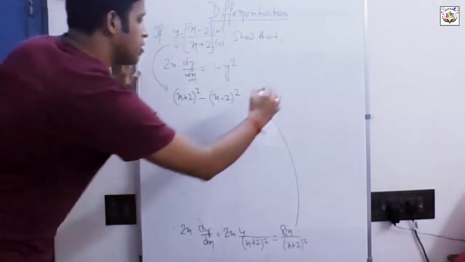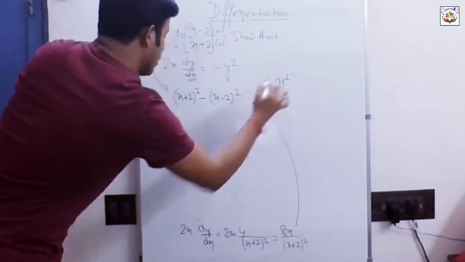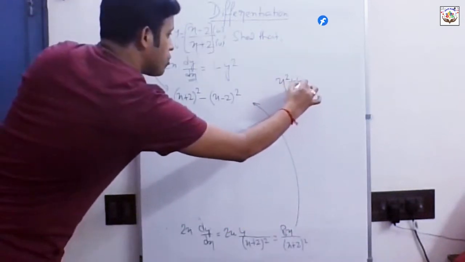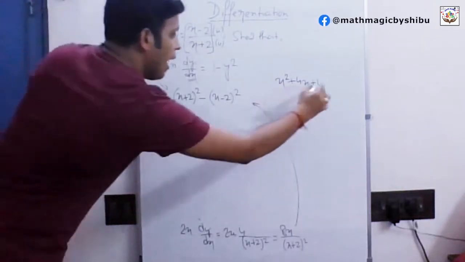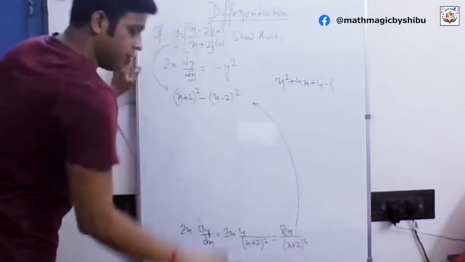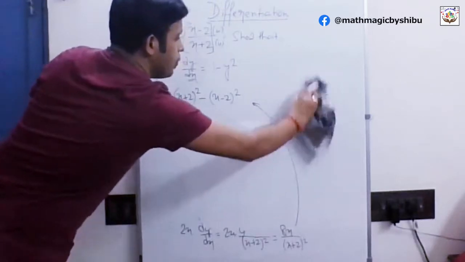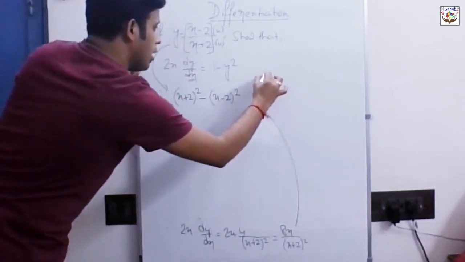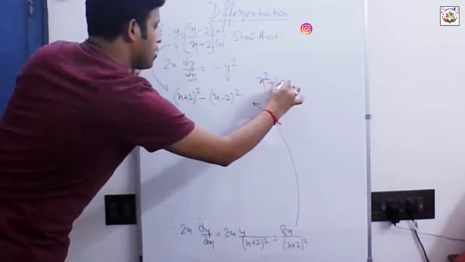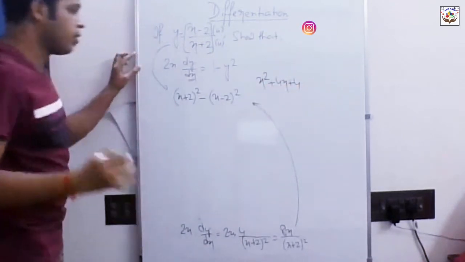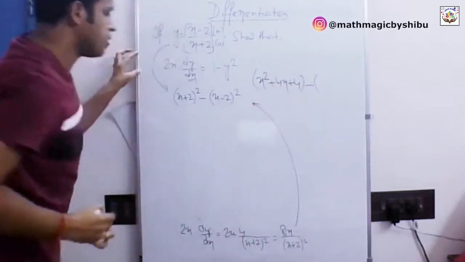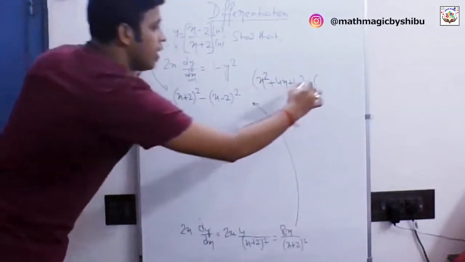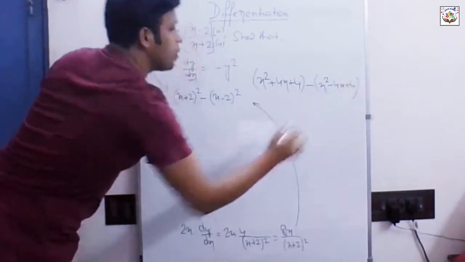Why? Because if we go by the formula, then x plus 2 whole square is x square plus 4x plus 4, and minus x minus 2 whole square is x square minus 4x plus 4.